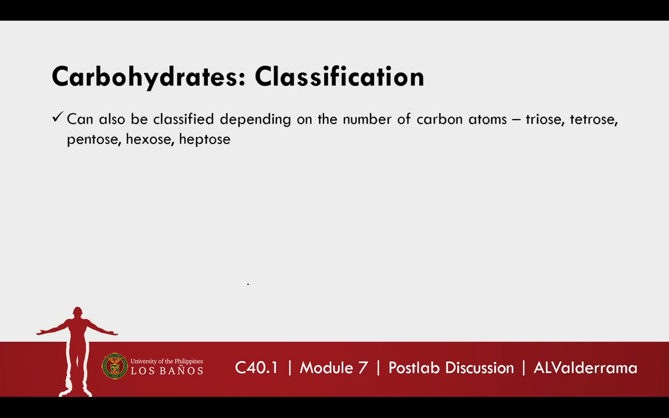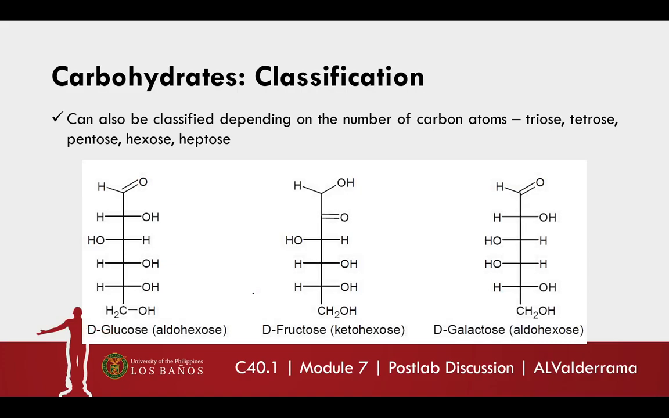So there are several classifications depending on the number of carbon atoms. So kung tatlo yung carbon atom present, it can be triose. Kung apat, tetrose. Kung pito, heptose. So these are an example of those. So ang ating glucose ay aldohexose. Ang fructose natin ay ketohexose. So you see here, aldo meaning aldehyde group yung carbonyl group present sa ating glucose. Then sa fructose naman ay ketone group. Okay?